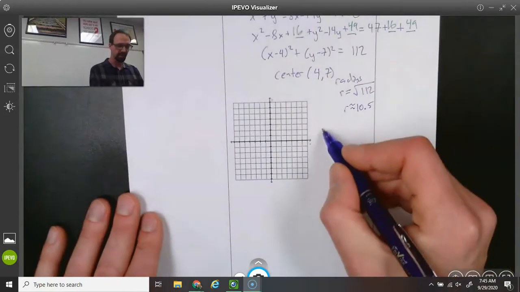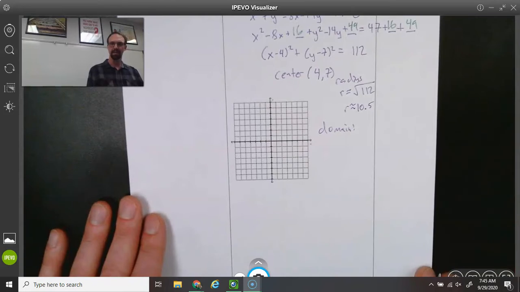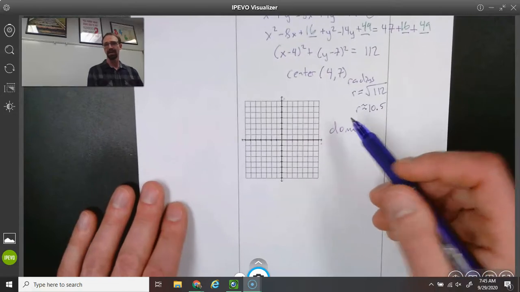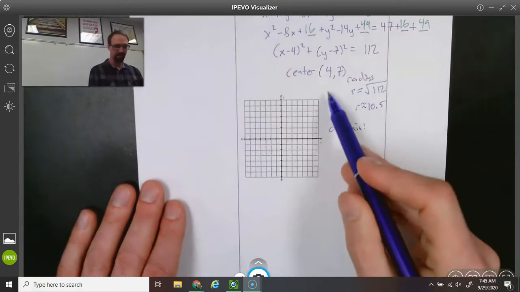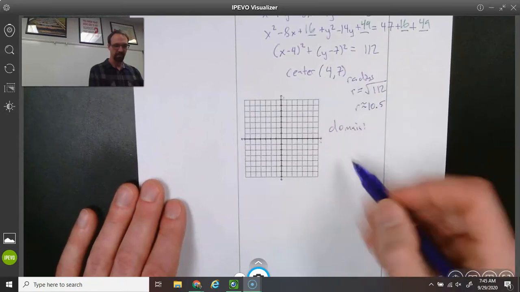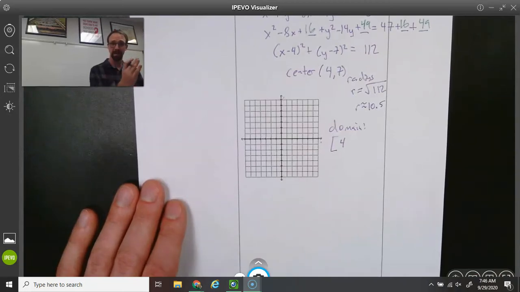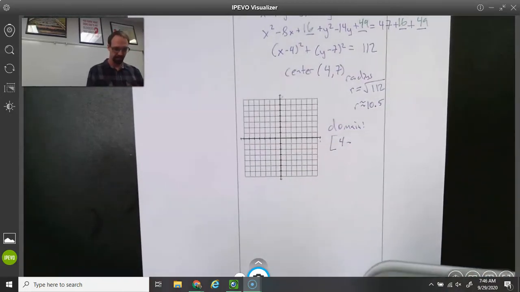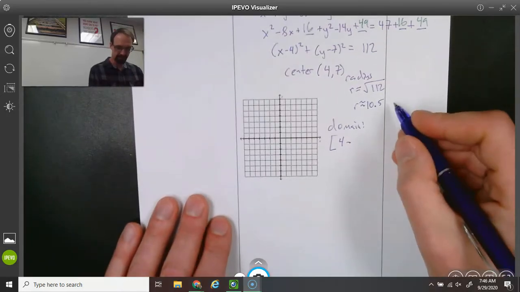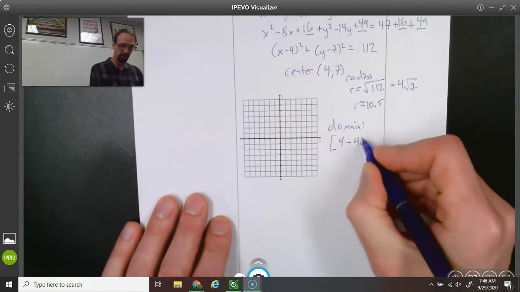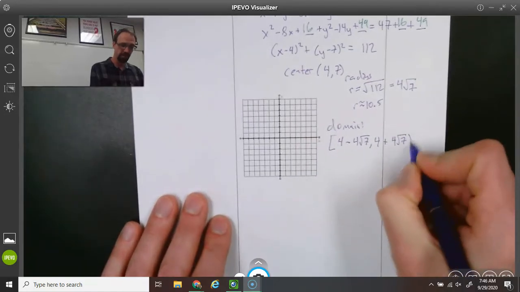And the other side with this is talking about the domain and range. When we talk about the domain on a problem like this, if my center is at 4, notice that this radius isn't nice and clean like our other one was. I'm not going to be able to just count and look at it. So my domain is going to be the center x value, in this case 4, and then I'm going to subtract the radius. I'm going to simplify that, square root of 112. I know 16 goes into it nicely, so this is going to be 4 radical 7. So my domain is going to be 4 minus 4 square root of 7 and 4 plus 4 square root of 7.